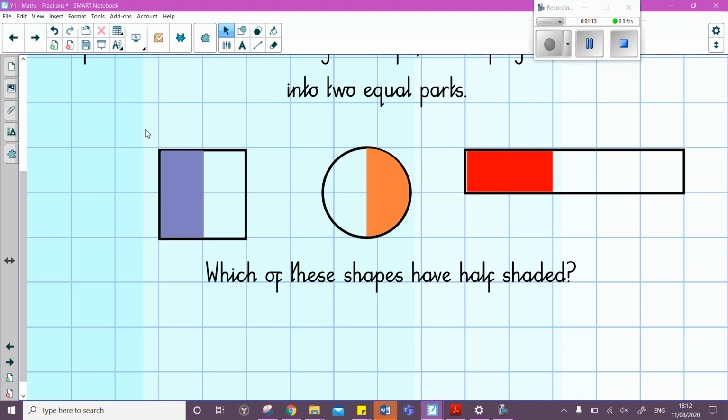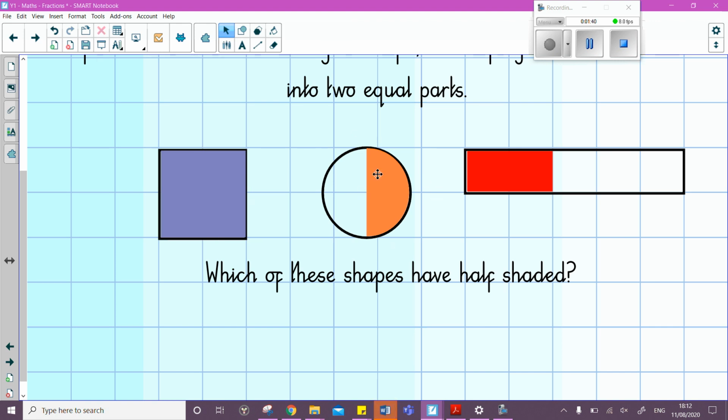So this shape here, we can see it is a square. It has four smaller squares inside. I have halved this shape exactly down the middle. So both sides are the same, both sides are equal. And if we added them together, we would have two halves, and two halves make a whole.